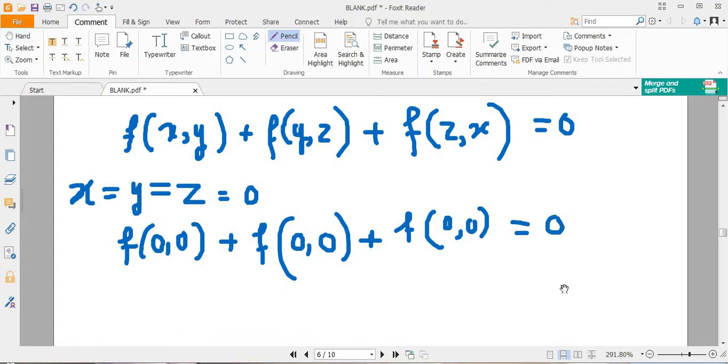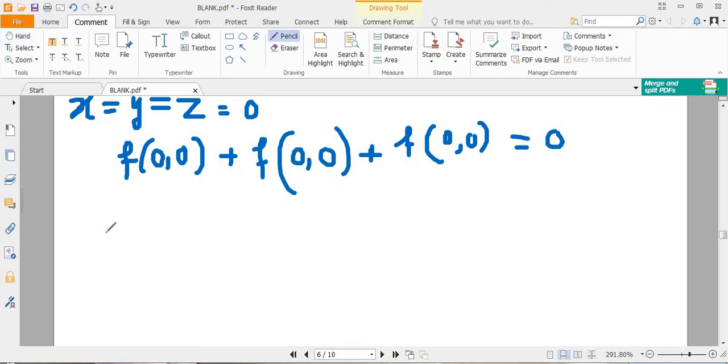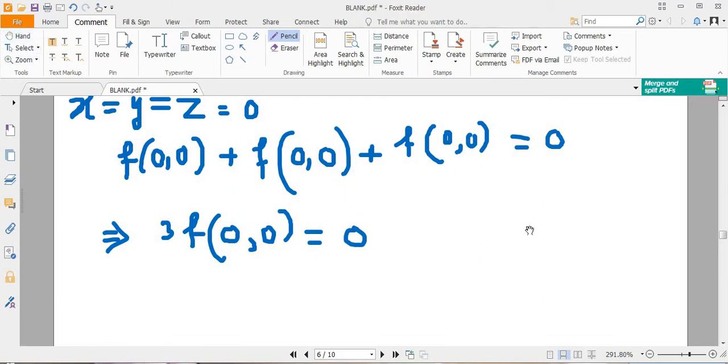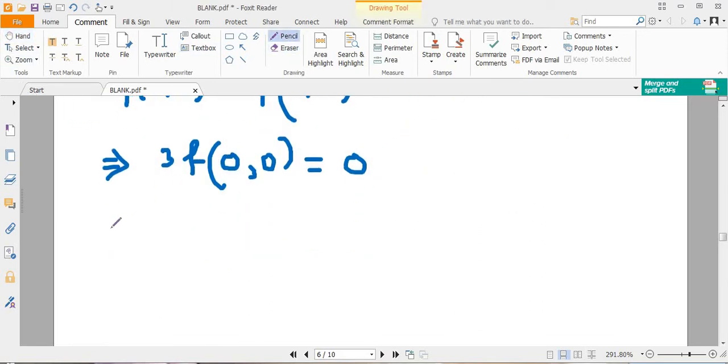So we can simplify this and write 3f(0,0) equals 0. Then automatically we can say that f(0,0) is actually 0.